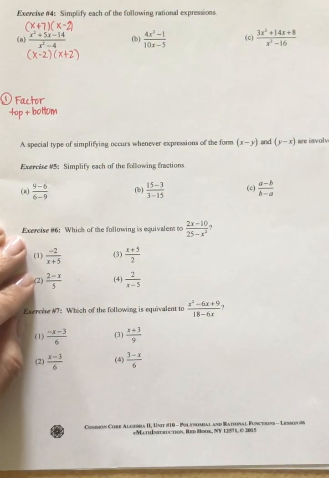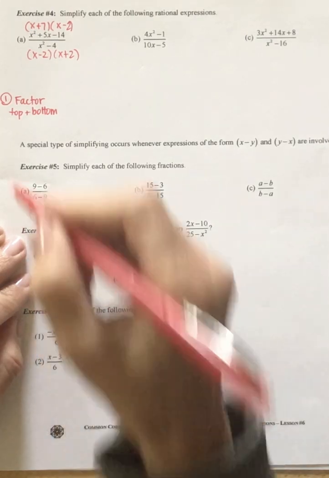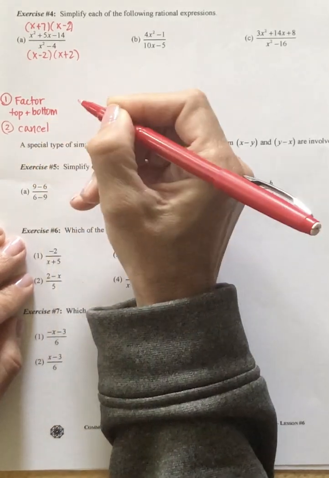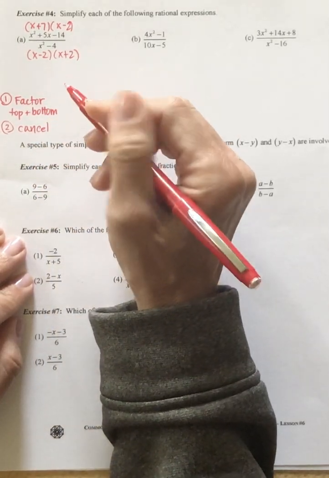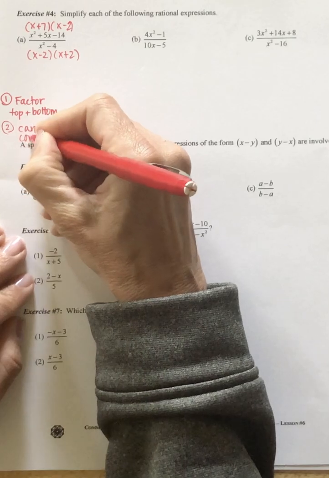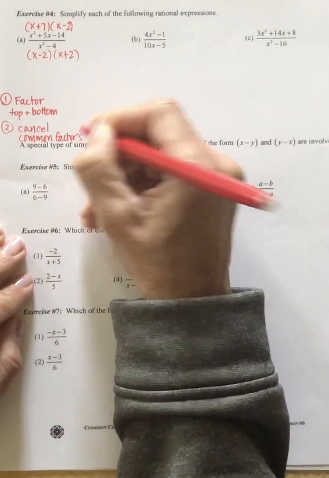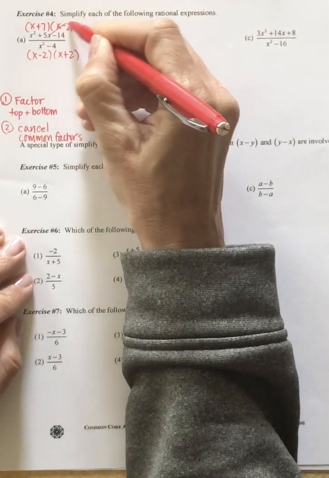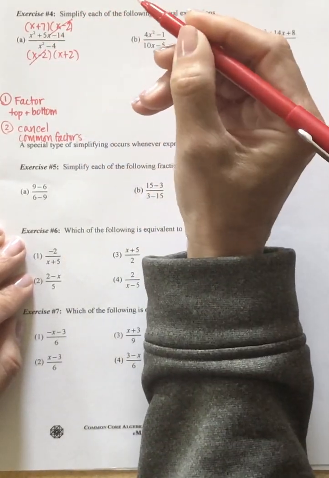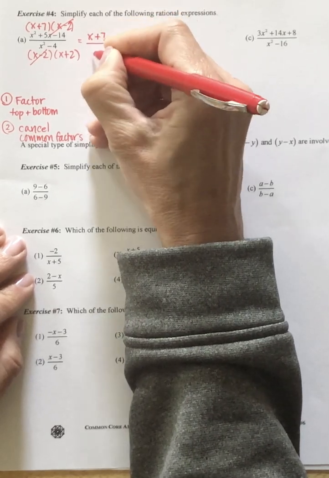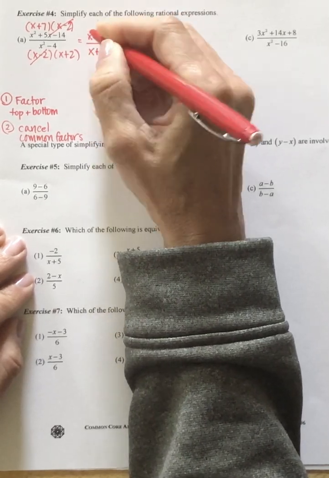And like I said in the original opening warm-up problem, letter B, I said you would factor and then you would cancel any common factors. And you have to cancel one top one for a bottom one. So you cancel common factors. They have to be an exact match. So let's say I have an x minus 2 here and an x minus 2 here. That's going to leave me with x plus 7 on top and x plus 2 on the bottom.